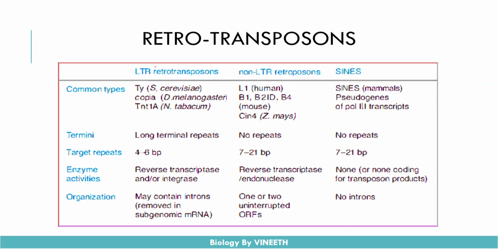And then we have the retrotransposons. Retrotransposons are classified into LTRs and non-LTRs. There are also two different categories: autonomous LTRs and non-autonomous LTRs. LTR retrotransposons contain long terminal repeats at the terminal ends of the retrotransposons.